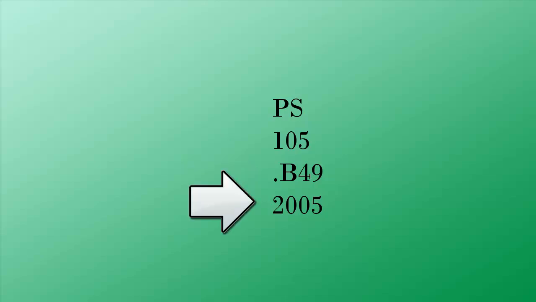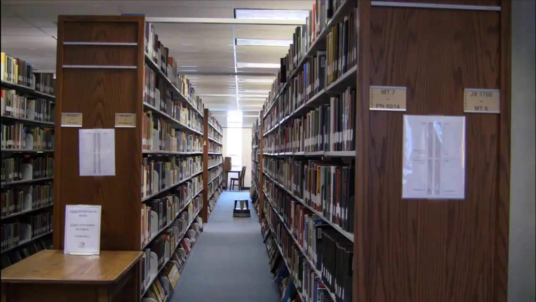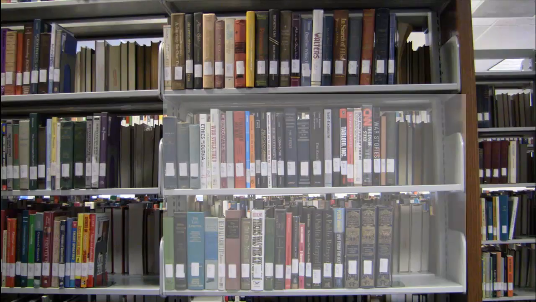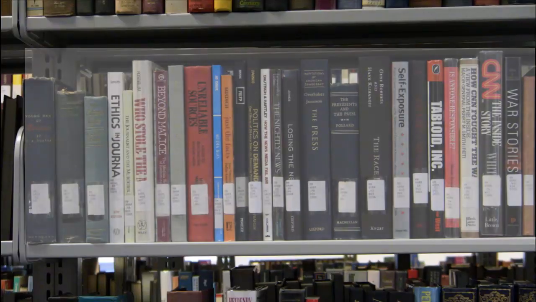The numbers at the bottom usually represent the year the book was published and are arranged within these sections from earliest to latest. So, to reiterate, I would look for the PS shelves, then the 105s, then the Bs, the 4s, and then the 9s.